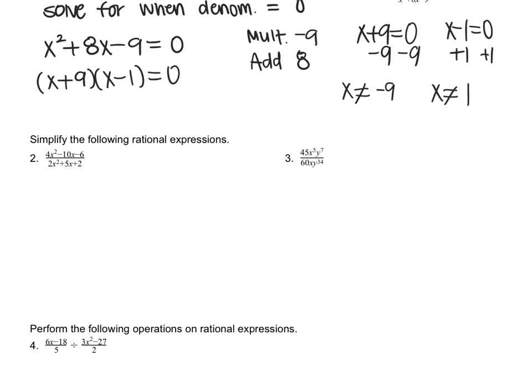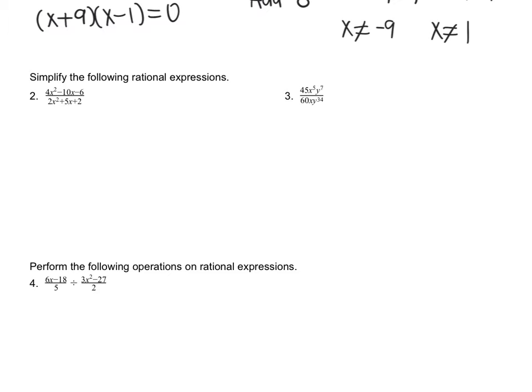The last thing we covered in section 1 was simplifying rational expressions. That means factoring the numerator and denominator and canceling or simplifying anything they have in common. First example, we have 4x squared minus 10x minus 6 all over 2x squared plus 5x plus 2.